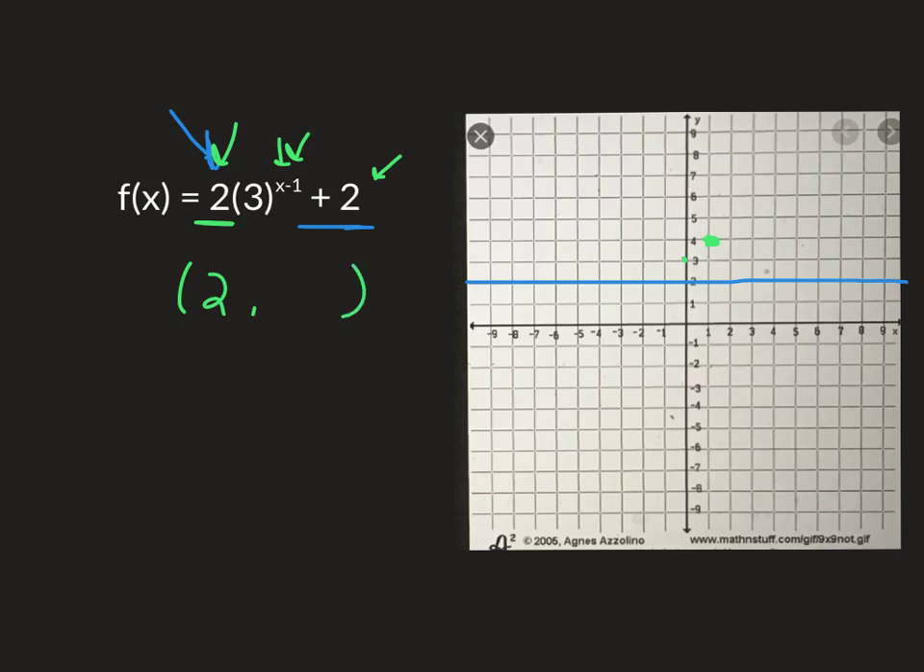All right, if I put 2 in that exponent right there, it gives me this: 2 times 3 to the first power plus 2. So really just multiplying the numbers out. 2 times 3 is 6. 6 plus 2 is 8. So I plugged in 2. I got 8. That point is right there.